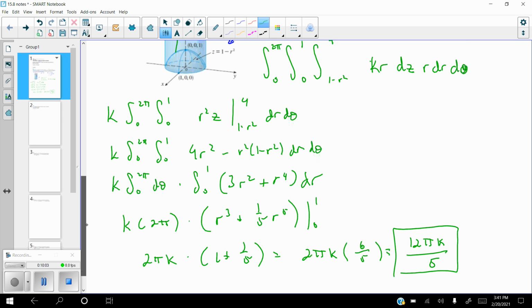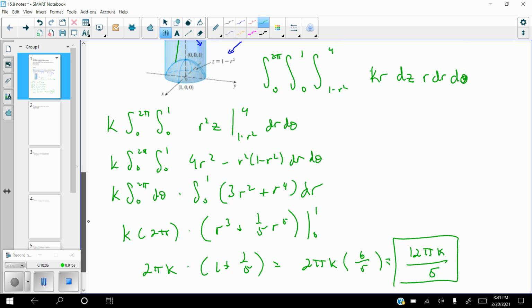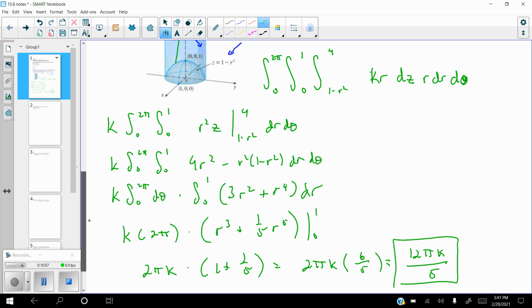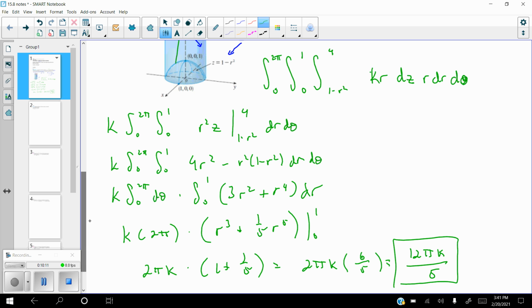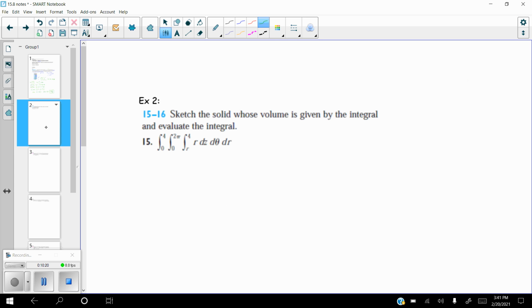So, and the constant of proportionality is dependent upon the radius. So the bigger the radius, the bigger the overall value of this thing is going to be, which makes sense. Your mass should be bigger with a bigger space. All right, let's go ahead and do the next example.